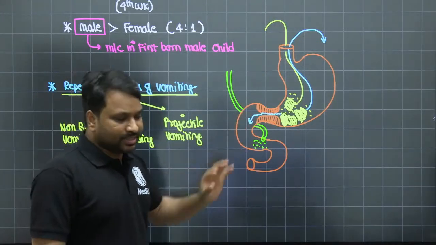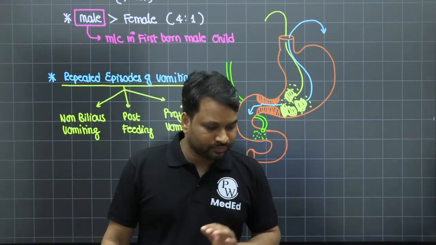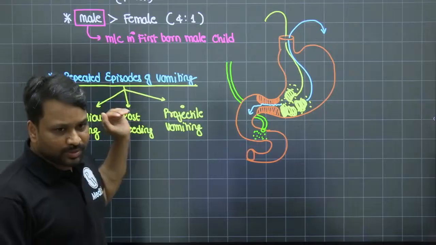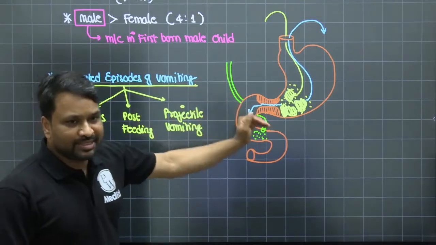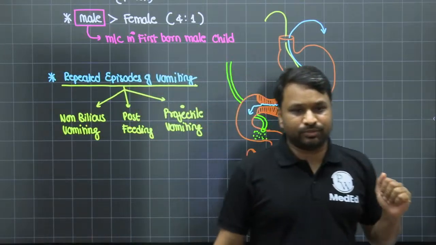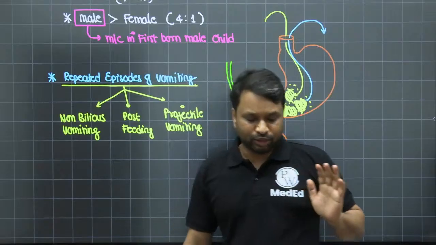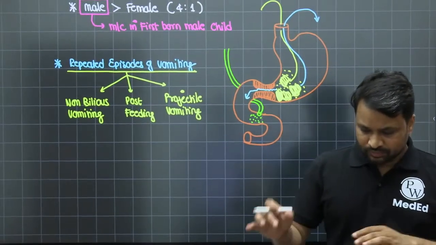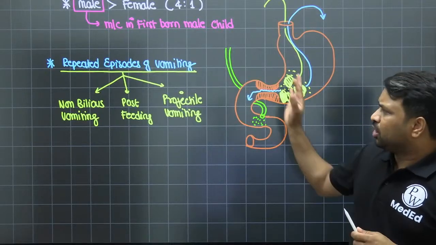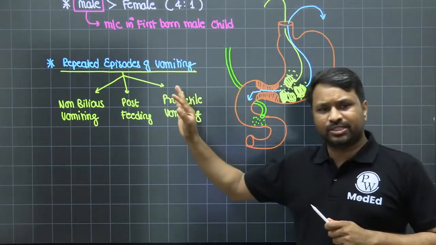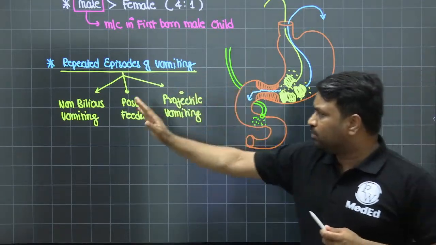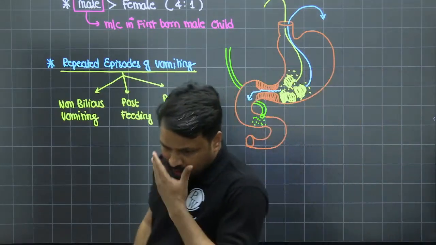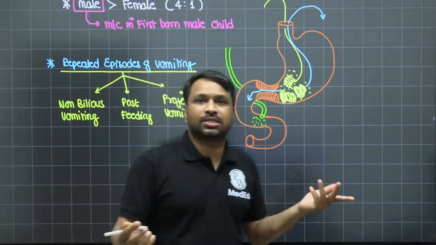Okay, so this is in the context of your projectile nature. So you have a non-bilious vomiting which is going to occur after feeding, and this is going to be projectile in nature. Okay, now apart from this, nothing else. So the mother has brought to you a baby who is a 4 weeks old child with repeated episodes of non-bilious vomiting which occurs post-feeding, which is projectile in nature. Now my question to you is, what else will you see?